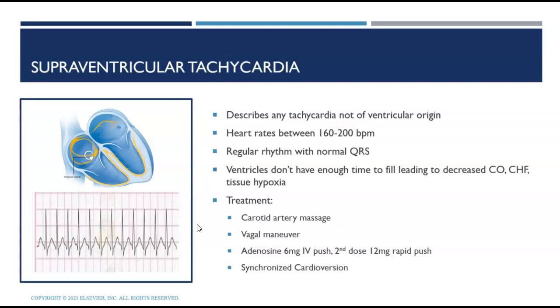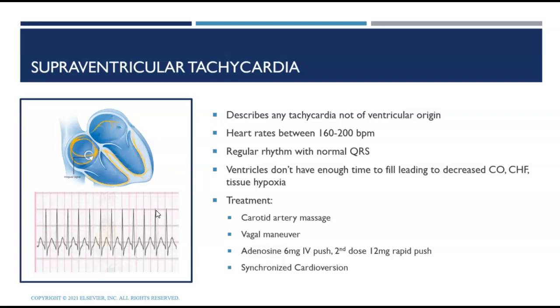Another thing to look at when you're looking at rhythms is, the first thing I ever look at is, is my rhythm regular or is it irregular? Meaning that my R to R interval, the distance from this blip here to this blip here, is that happening at the same distance for each beat? Okay, because that helps me differentiate between arrhythmias fairly easy.